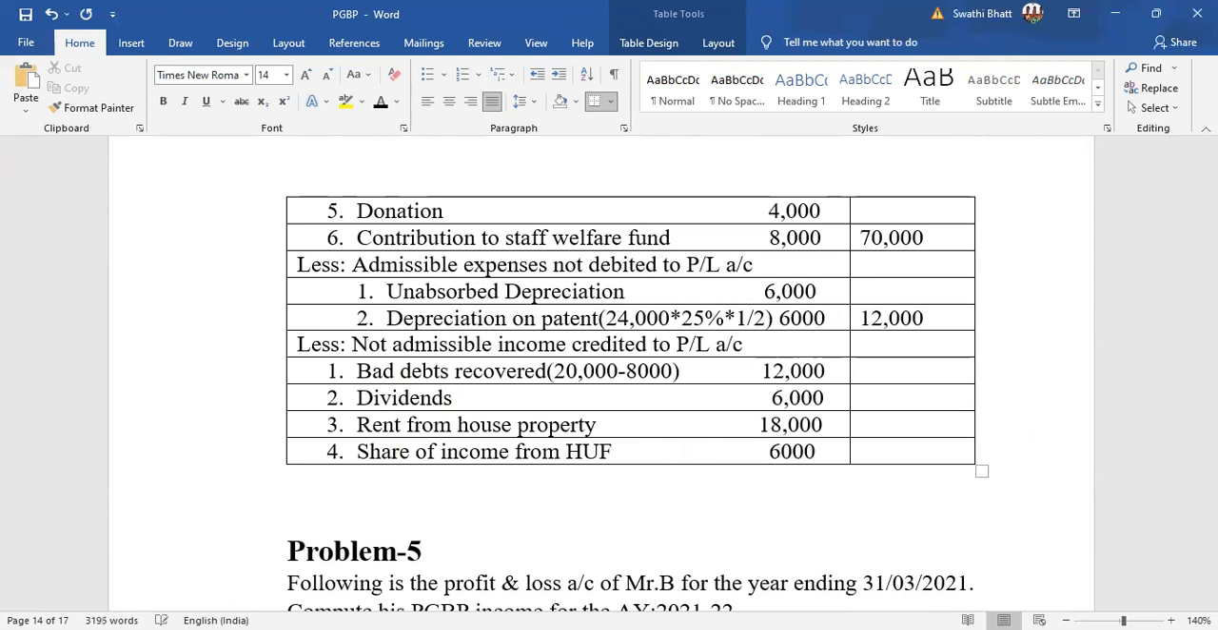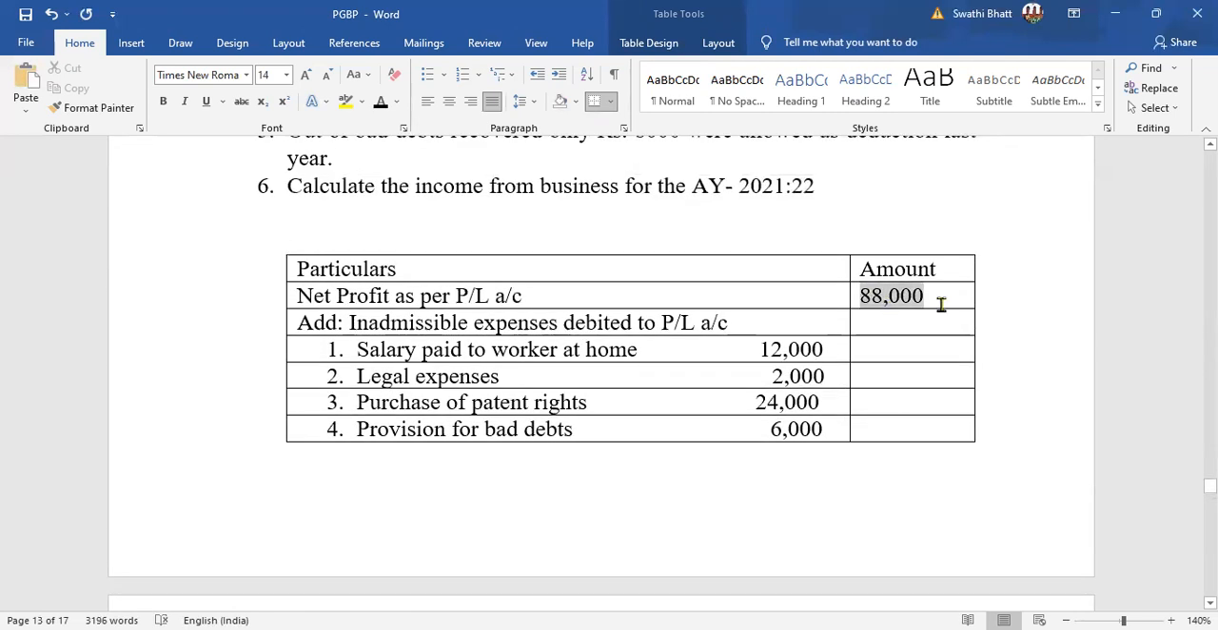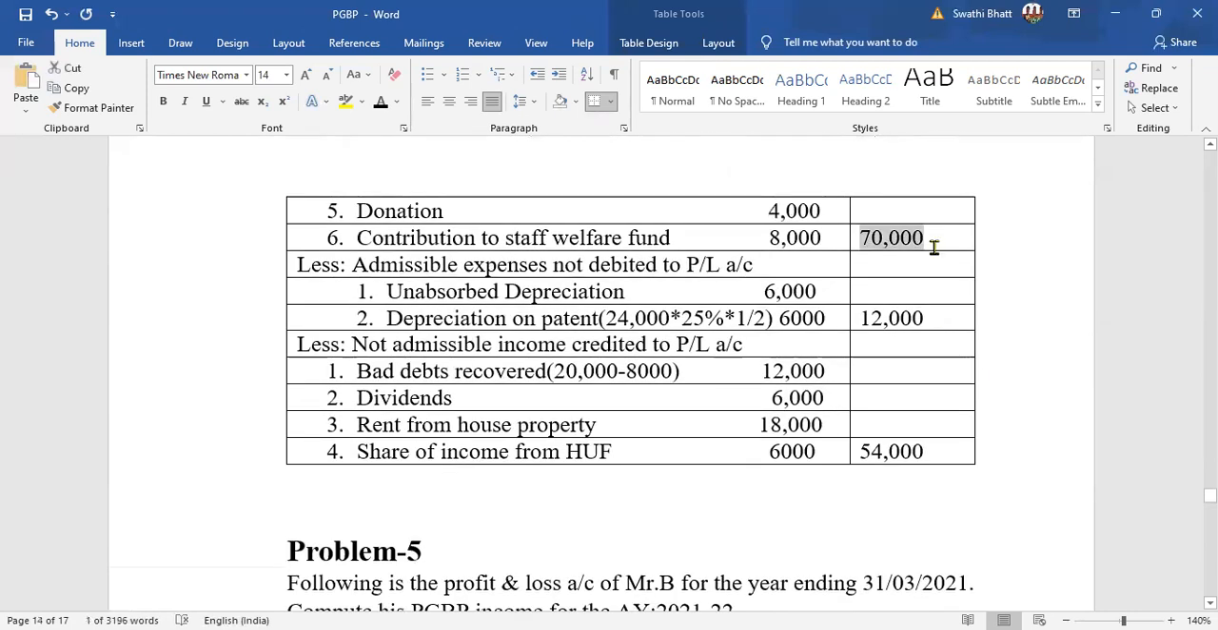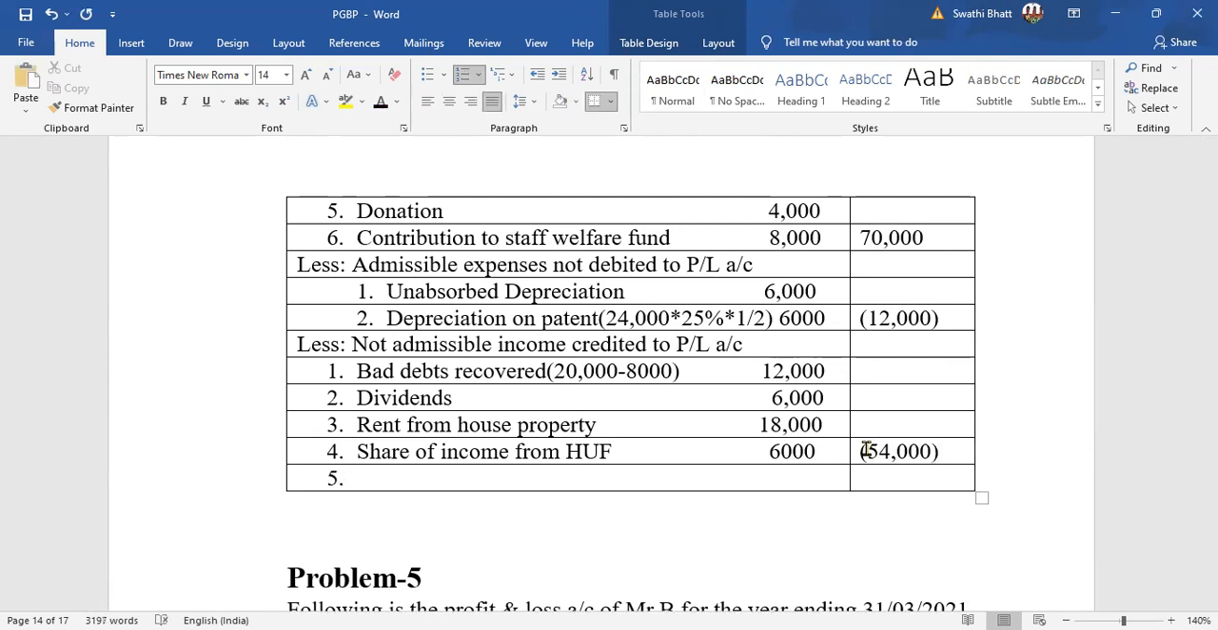So the total of this will be 54,000. So from 88,000, you will be adding 70,000, deducting 12,000, and also deducting 54,000. What you get becomes your taxable income from business. So that is equal to 1,04,000. So that's all your problem is all about.